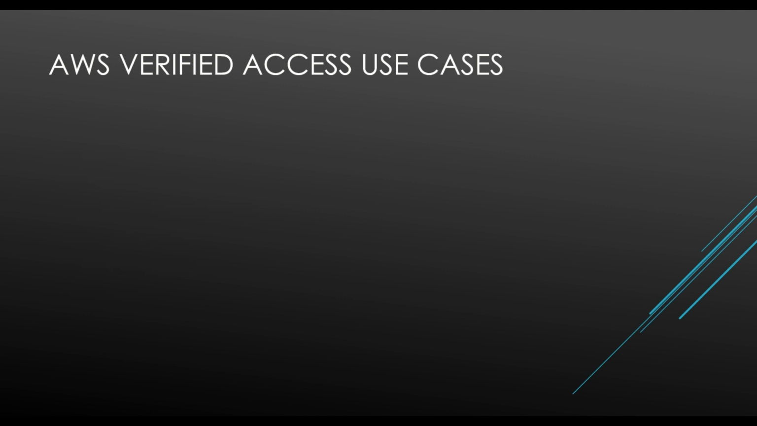Next, let's see the use cases for AWS Verified Access. Secure distributed users. Verified access evaluates each request in real time against predefined security requirements to facilitate secure access to applications.